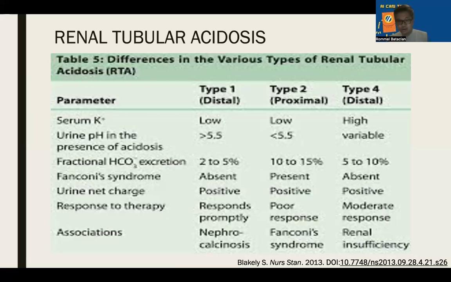Type 2, meanwhile, or the proximal, has an impaired bicarb reabsorption in the proximal tubule. So therefore, it fails to reabsorb bicarb. The proximal tubule would be the major site of bicarb reabsorption, about 90%. So therefore, it also leads to hypokalemia.